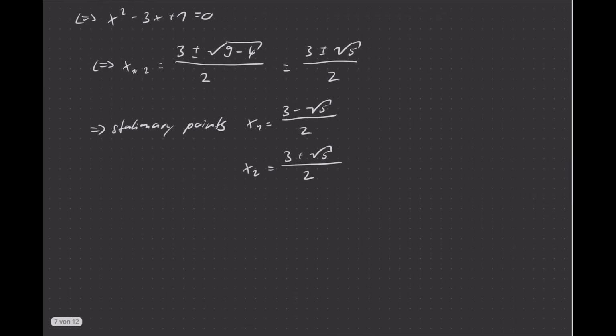These are the only stationary points, and we have x1 is strictly less than x2. So f prime can only change sign at these points, and that means those are the only candidates for extreme points. So we have these two candidates for local extrema. And of course the question is now, are these actually local extrema, and of which type? Would they be local minima or would they be local maxima?